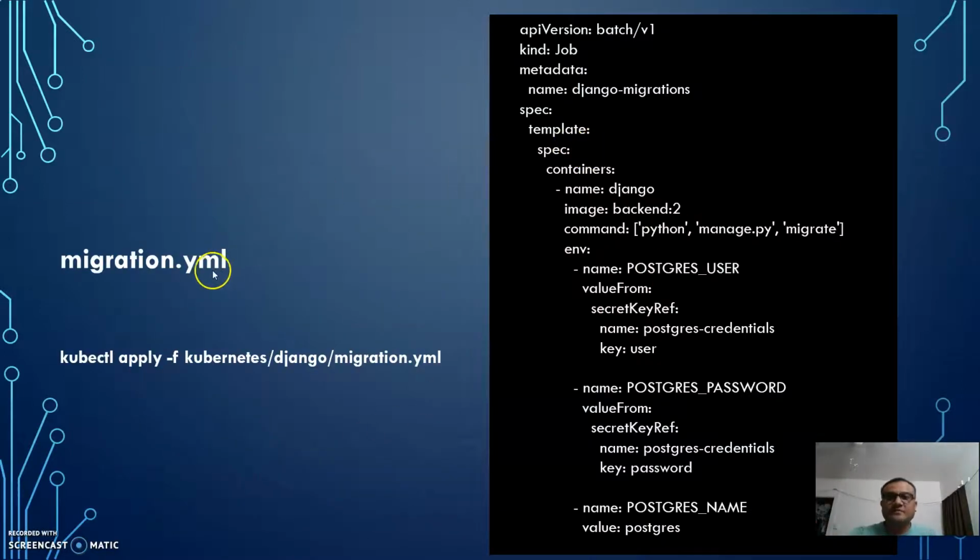This is the migration YAML. On a Django project, we have to run the migration when we make any changes in the models, or when we first have to create the tables in a database.